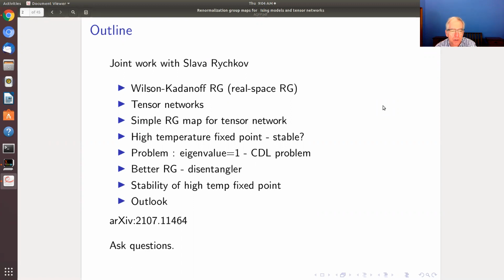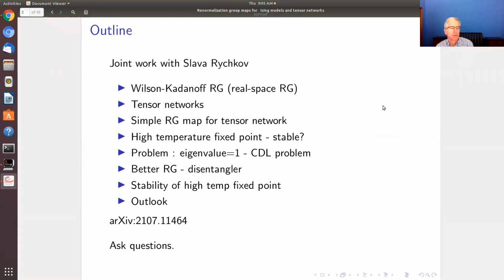This is almost half a century old now, what I'll call the Wilson-Kadanoff renormalization group, or often it's called the real space renormalization group. That's mainly historical and motivation and context for what I want to go on to, and that's tensor networks. I'll explain what a tensor network is and how it's connected to spin models like the Ising model.